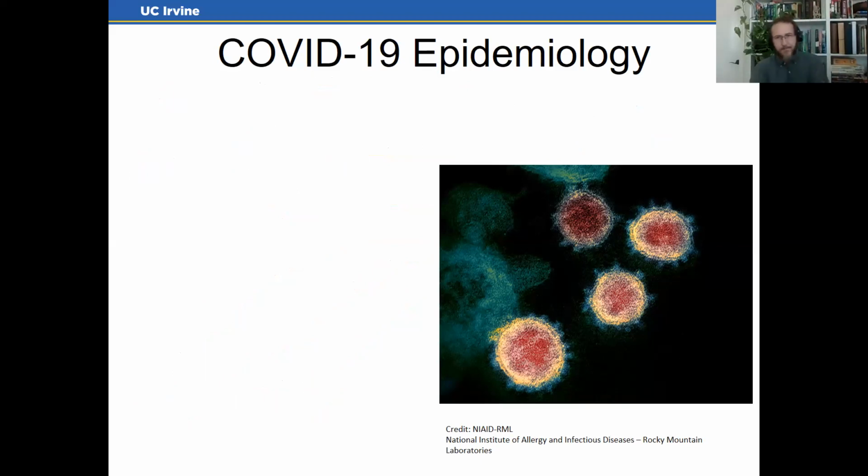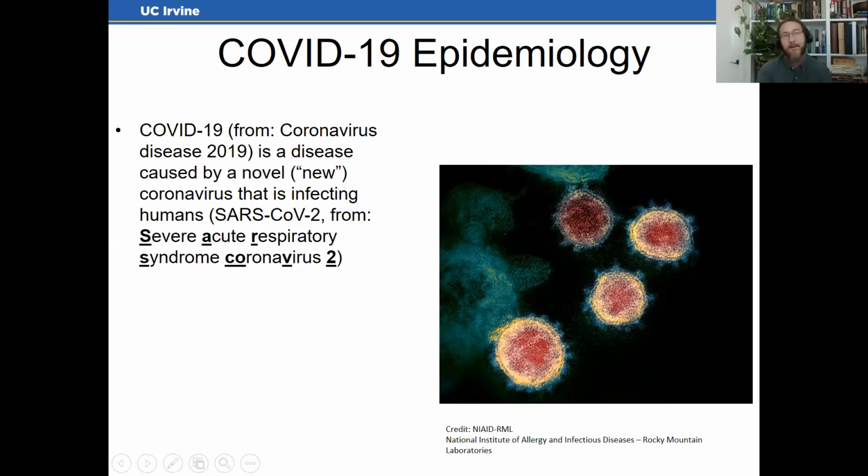So the culprit that's got us all stuck in our houses these days is shown here in the picture. You can see I haven't had a haircut in a couple of months, so I'm actually starting to look like one of these viruses. This is the causative agent of COVID-19. COVID-19 is an abbreviated form of coronavirus disease 2019.